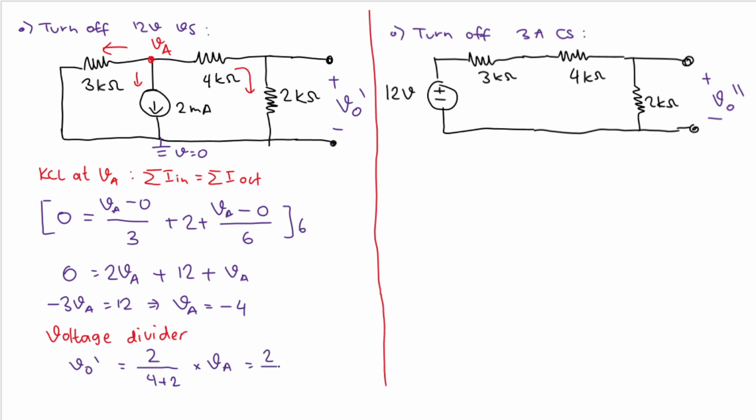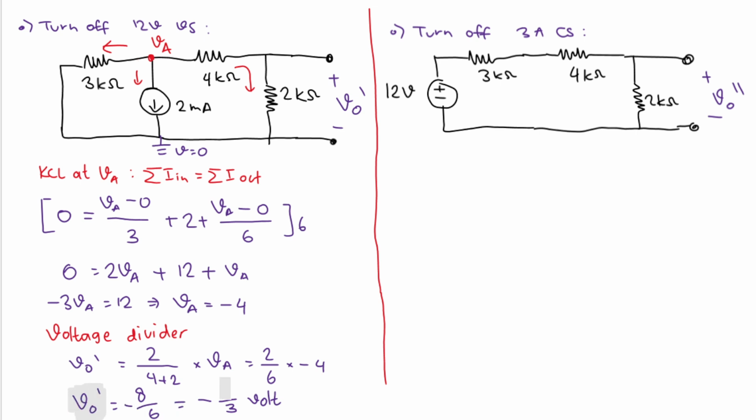So I will have 2 divided by 6, but then VA is minus 4. 2 multiplied by minus 4 is minus 8. So I will have V0 prime is equal to minus 8 over 6. Or divide both sides by 2 here. So we'll have minus 4 over 3 volt. Okay, and this is one of the most important values, V0 prime.